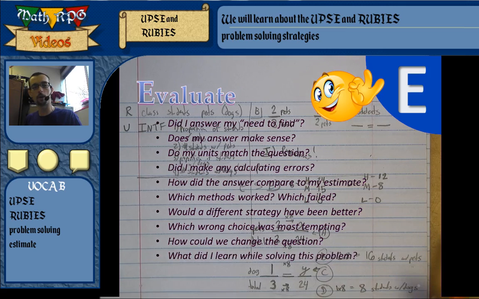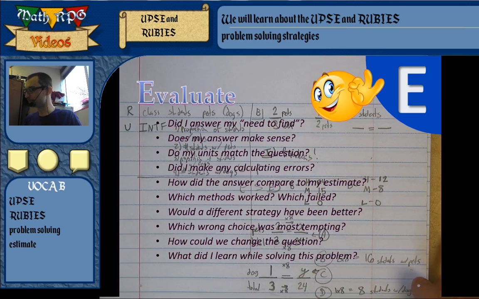Okay. What did I learn while I was doing this problem? Well, I got better at doing proportions. Right. I learned how to estimate and how to compare that with my final answer, to make sure I'm on the right track. And is there anything I'm still unsure about?